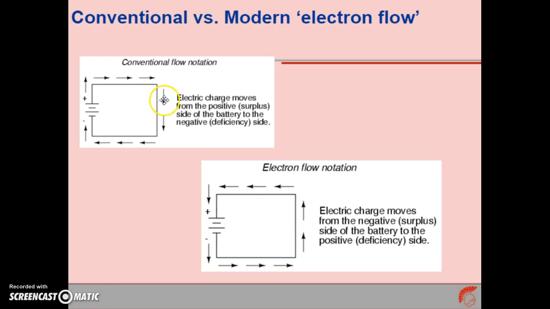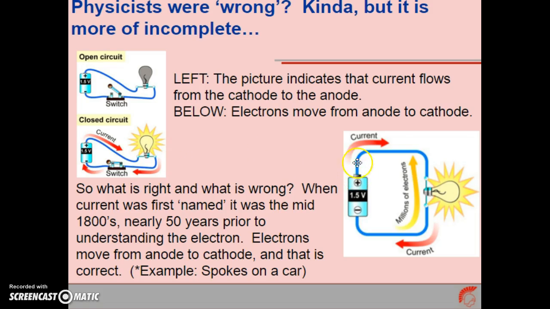The conventional flow says that electric charges move from the positive side to the negative side, whereas the electron flow notation, which is the modern view, shows that electric charge actually moves from the negative side of the battery to the positive side. So from now on, moving forward, we're going to go with this. This is the conventional way of saying current flows from cathode to anode. But a better view is saying that electrons flow from the anode to the cathode.